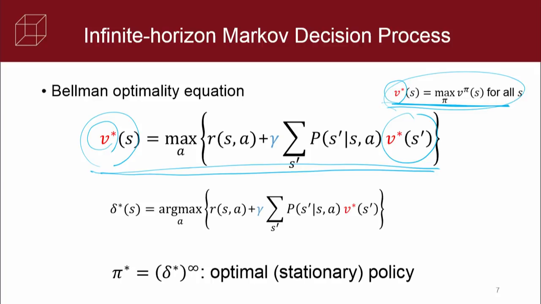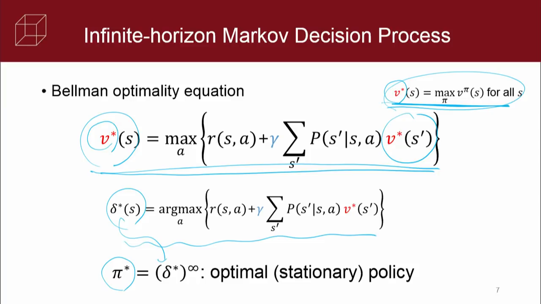Furthermore, you can construct the optimal stationary policy from these optimality equations. By finding the optimal decisions, and the collection of the optimal decisions, you can construct the optimal decision rule. And if you keep using the same decision rule over the infinite horizon, that must be an optimal stationary policy. All right, so the next question is how we can compute the optimal value function, or how we can find the optimal policy.